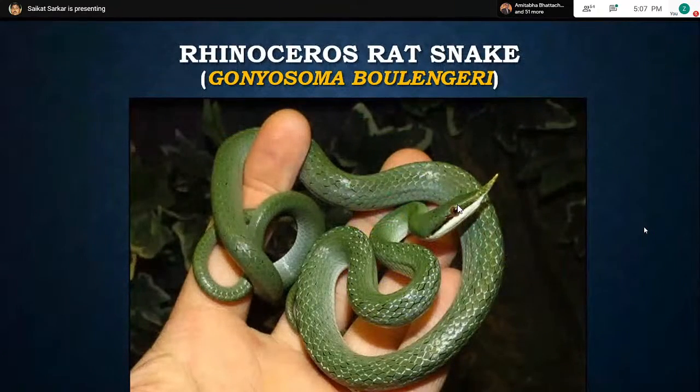This is the rhinoceros rat snake. This is found in Southeast Asia, not in India. Maybe in Arunachal you can get some specimens, but rhinoceros rat snakes are not found here. These are the specimens found in the Southeast Asian region.